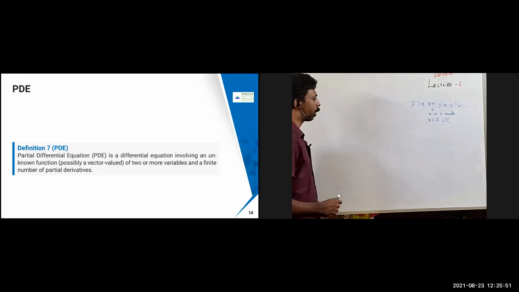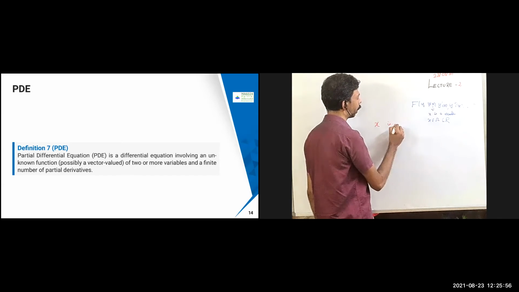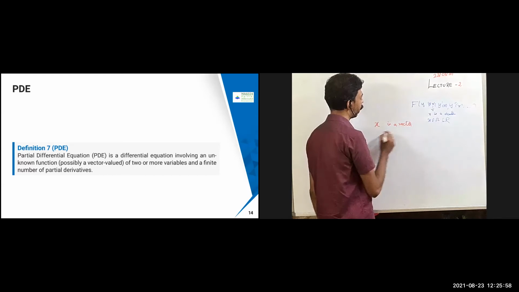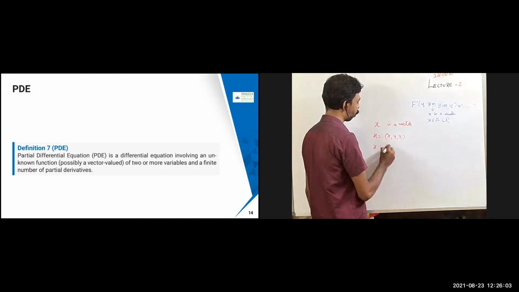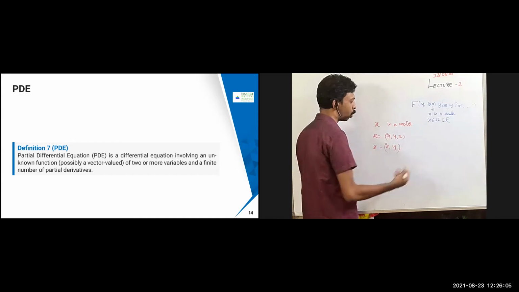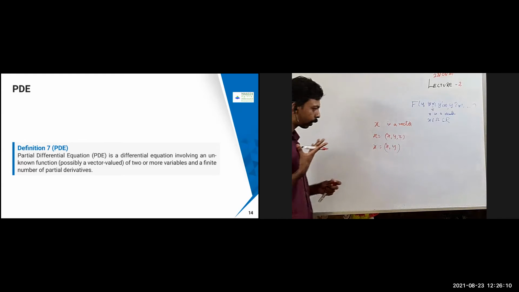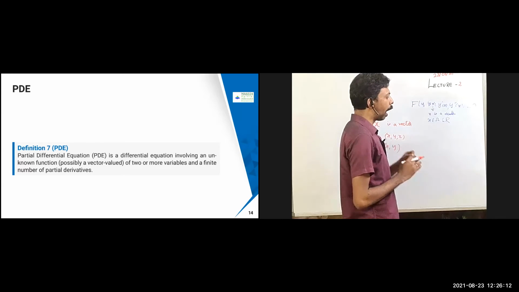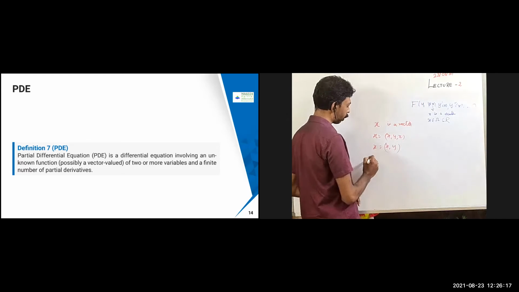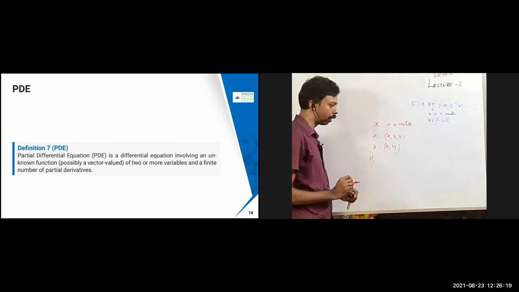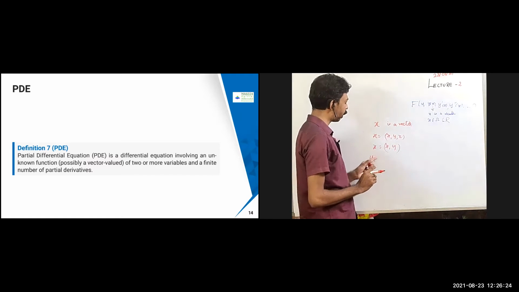Now what I'm going to do is take this x as a vector. I can take x equal to x comma y comma z, or I can take x equal to x comma y, depending on 1D or 2D, etc. So this is a differential equation involving an unknown function. Here you had y as an unknown function. Now I'm going to define u as an unknown function, which contains 2 or more variables.